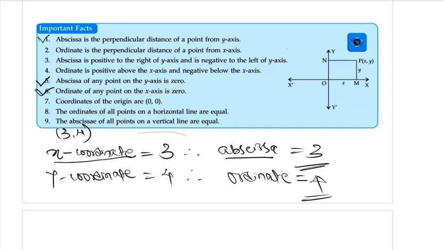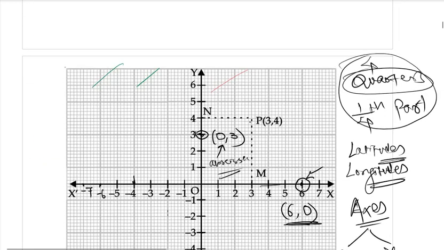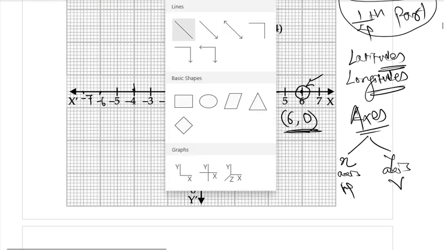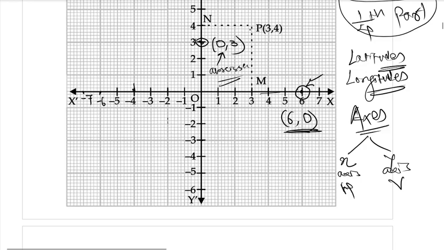Coordinates of the origin are (0, 0). We've just learned that. The ordinates of all points on a horizontal line are equal. Any horizontal line you take. Suppose I draw a horizontal line from this point and extend it over to this one. So suppose now I have a line.